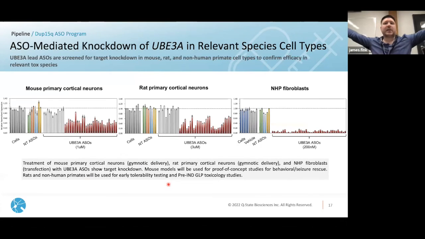I mentioned at the very beginning of the slide deck that we like to check these in several different species, especially ones that are going to be used for some of our toxicology studies. And here we're showing knockdown of mouse UBE3A in primary cortical neurons, in primary rat cortical neurons, and in non-human primate fibroblasts.